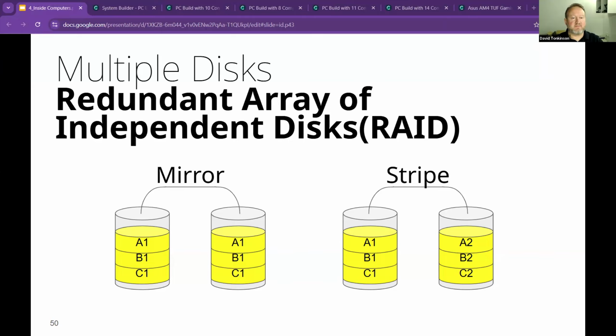Mirror is what it says, as in it's a total copy. Stripe is written across, so it's written to both.